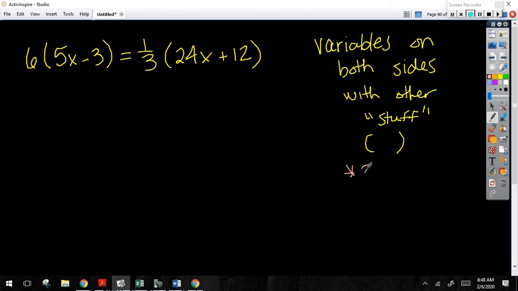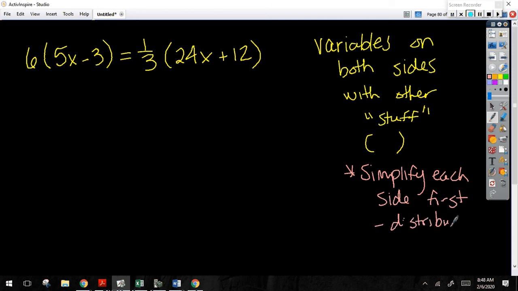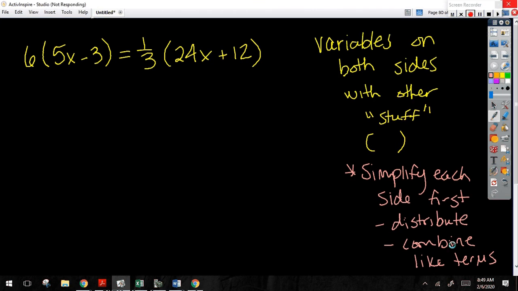When it looks like this, you need to simplify each side first. Okay? That could mean to distribute. It could mean to combine like terms. Whatever it is, look at each side and make sure it is completely simplified before you even start moving variables around. Yes, it's on both sides. Yes, I know I have to do something about that, but I really need to make sure that it's simplified before I start moving them around.